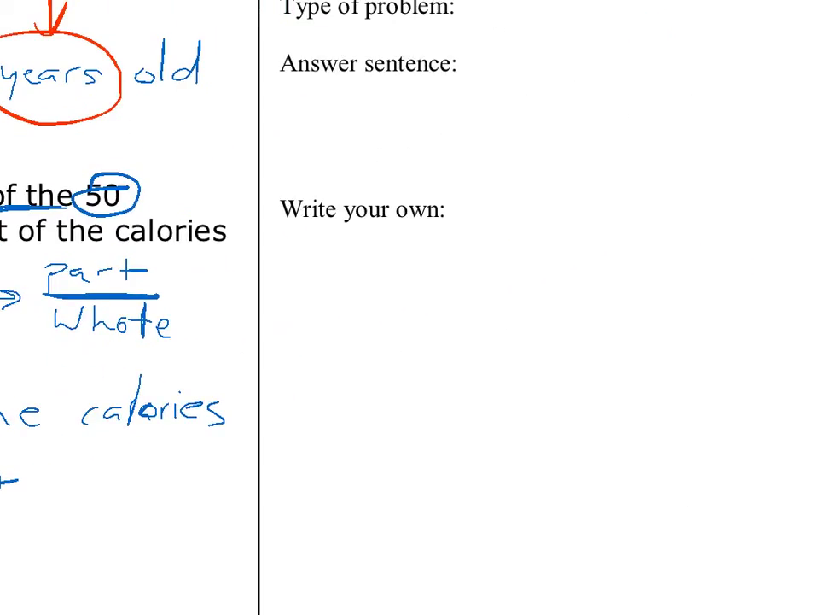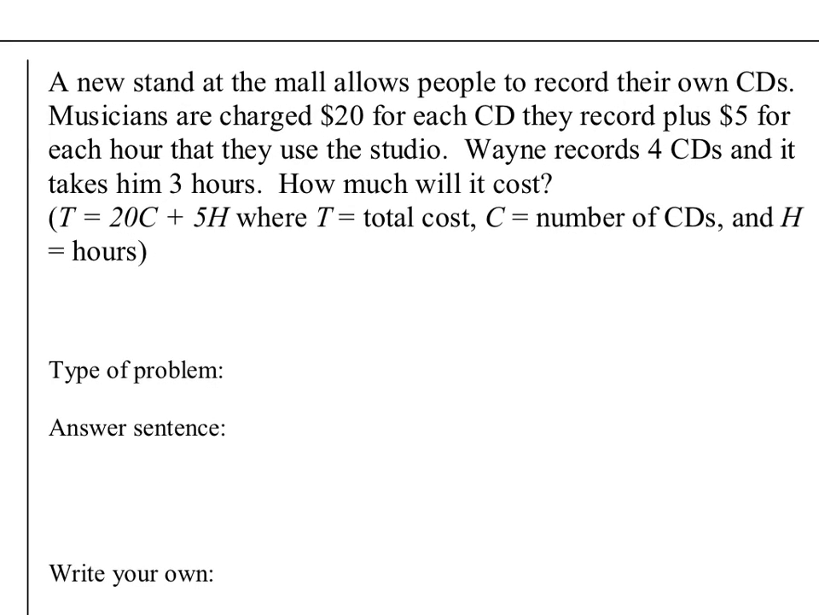Let's move on to the next one. A newsstand in the mall allows people to record their own CDs. Musicians are charged $20 for each CD they record, plus $5 for each hour they use the studio. Wayne records 4 CDs and it takes him 3 hours. How much will it cost? And in parentheses here it says T equals 20C plus 5H, where T is equal to total cost, C is equal to the number of CDs, and H is equal to hours.